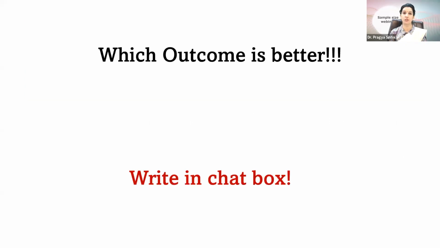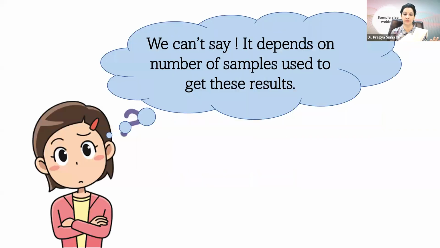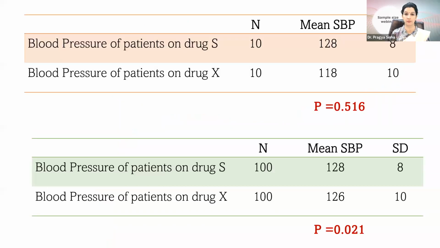So now, which outcome is better in your case, the first RCT or the second RCT? If you are a clinician, what is important for you? A lowering of 10 millimeter or a lowering of 2 millimeter? So yes, lowering of 10 millimeter. That's why the first will be the answer. Outcome 1, 2, or can't say. So outcome 1 is better for you. But again, we can't say, because it depends on the number of samples we have used, because we don't know whether that 10 millimeter is significant or 2 millimeter is significant.